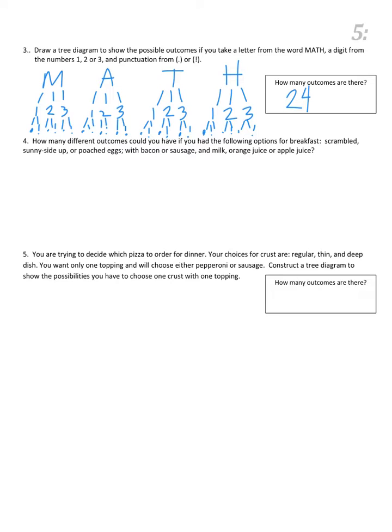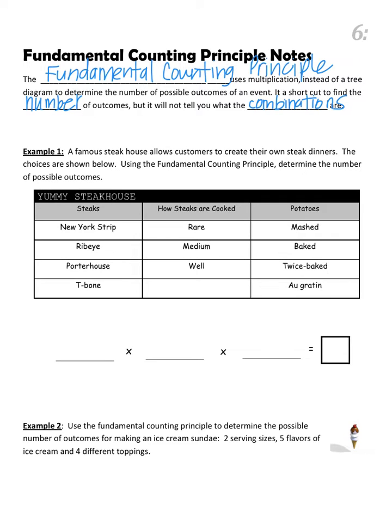So I'll leave these other two problems for your homework. Go ahead and look at page 6. Alright, so fundamental counting principle will save you a lot of time. So what you have to do is you use multiplication instead of the tree diagram to determine the number of possible outcomes. So it's a shortcut for finding the number of outcomes, but the issue is this right here.